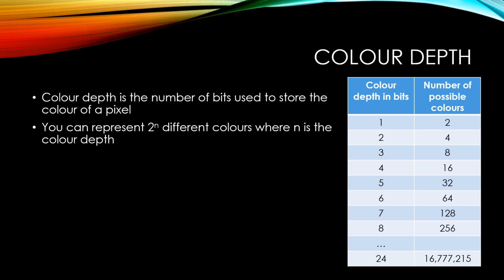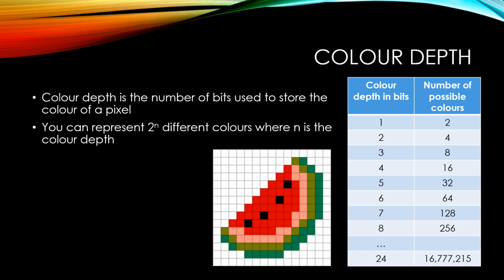A standard JPEG image is made up of 24-bit color, meaning that there are 16,777,215 possible colors. If we look at this simple bitmap image of a watermelon, we can see that it has 6 colors: white, black, 2 shades of red, and 2 shades of green.